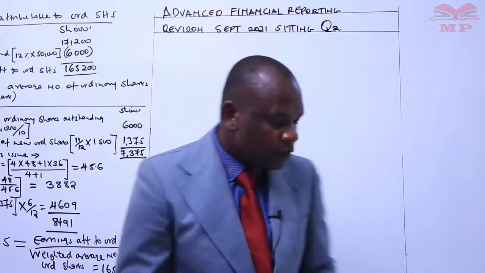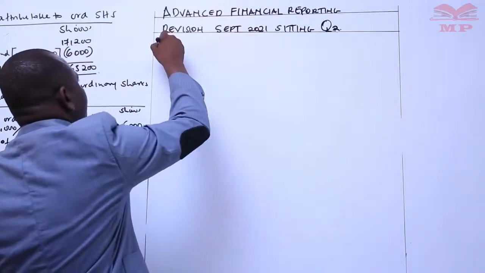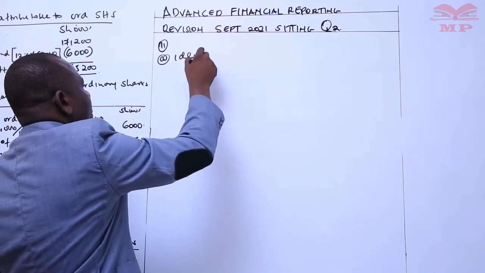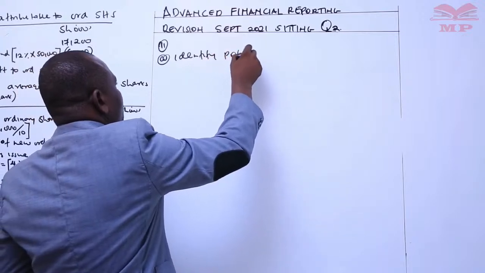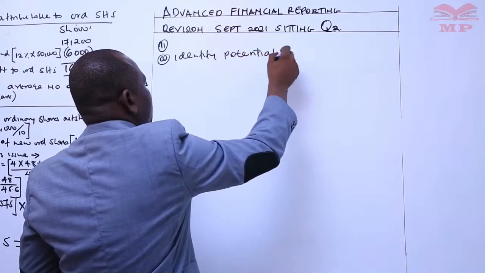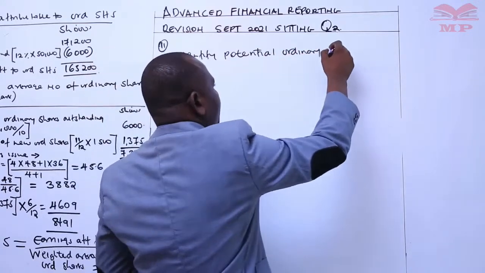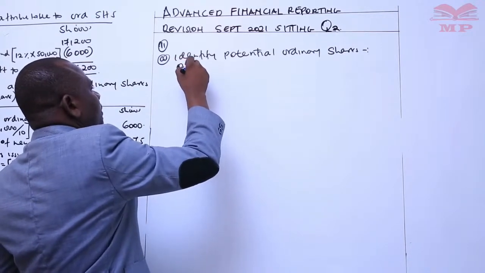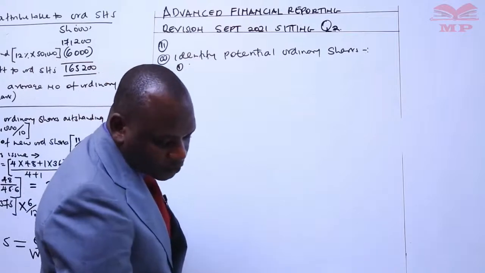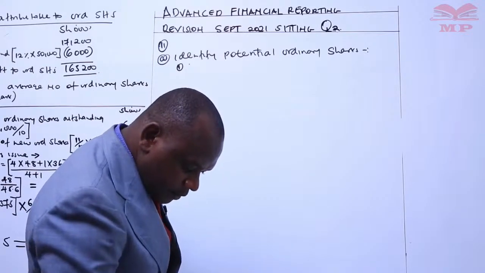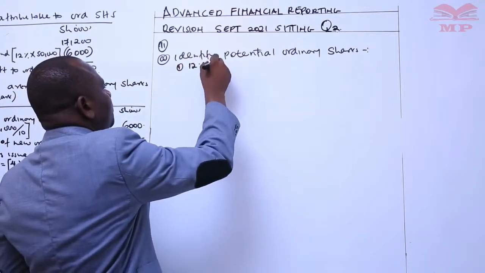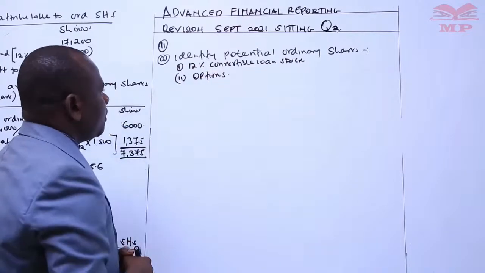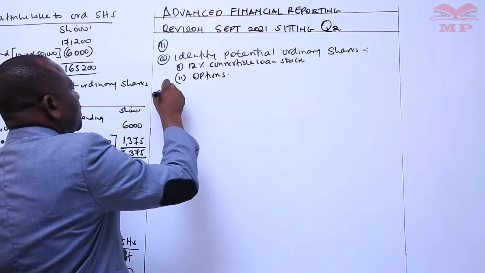So we only have two. Number one, this is answering Roman 2. A, we identify potential ordinary shares. In this case, you only have two. So Roman 1 is the 12% convertible loan stock, and 2, options. The next thing is to determine incremental EPS.